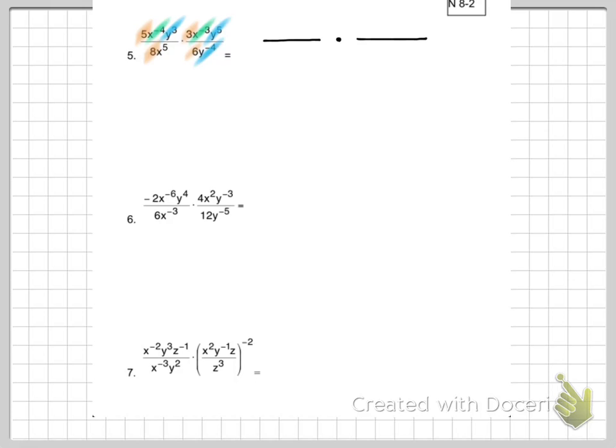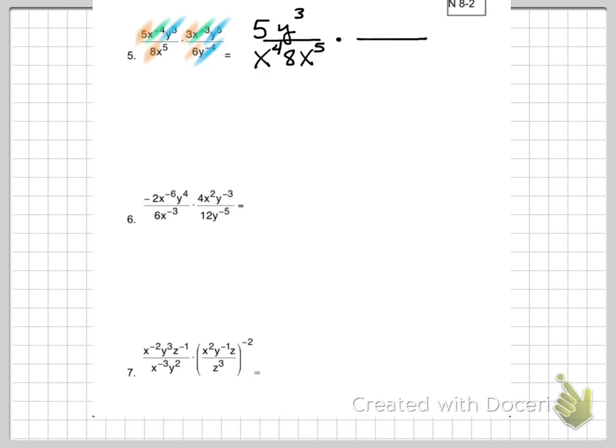So the 5 has a positive exponent, so it's going to stay in the numerator. X to the 4th is going to come into the denominator, and y cubed is going to stay in the numerator in this first fraction. And we have an 8 that's going to stay in the denominator, and x to the 5th, which is going to stay in the denominator.